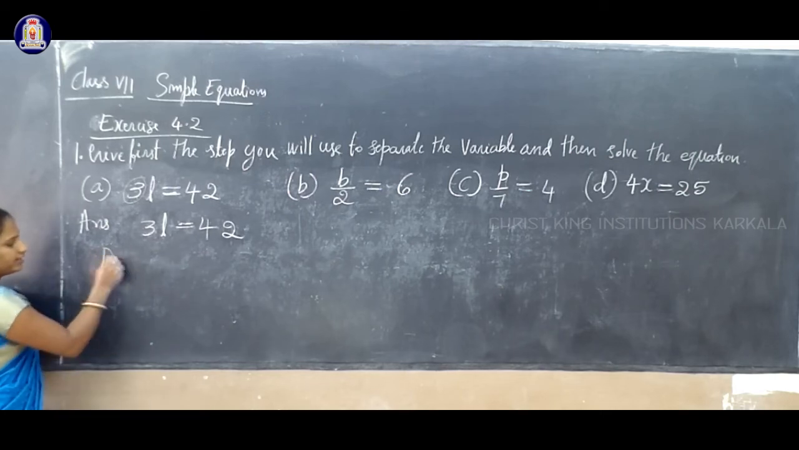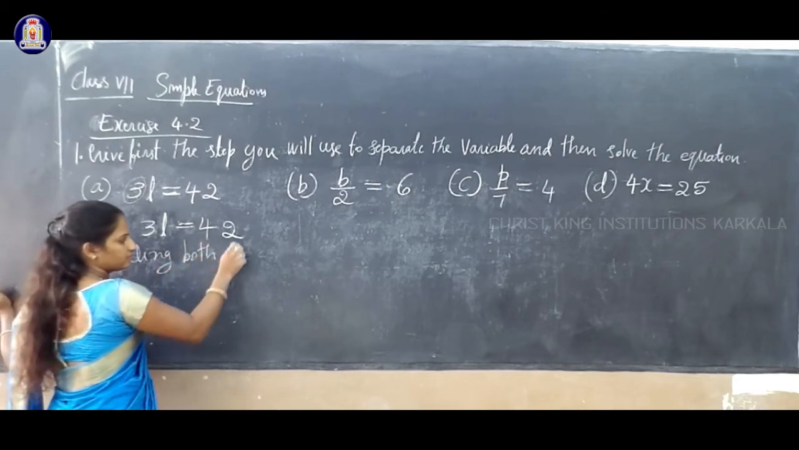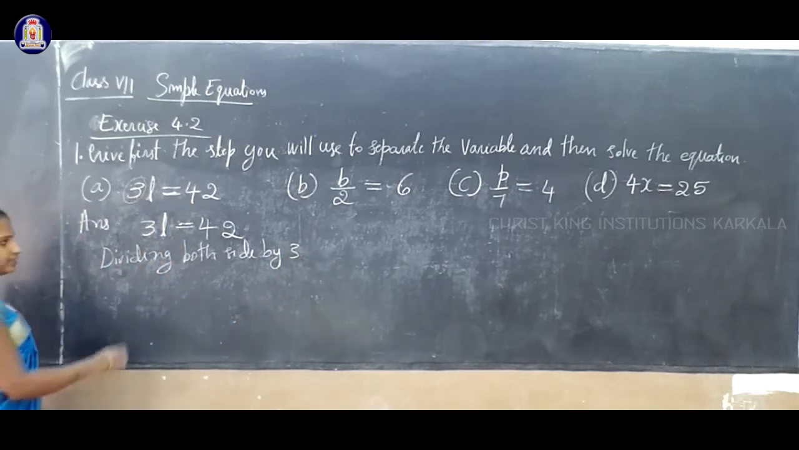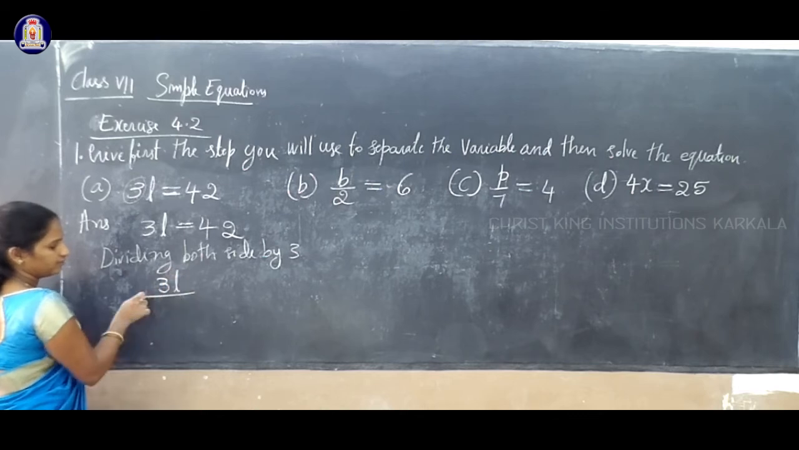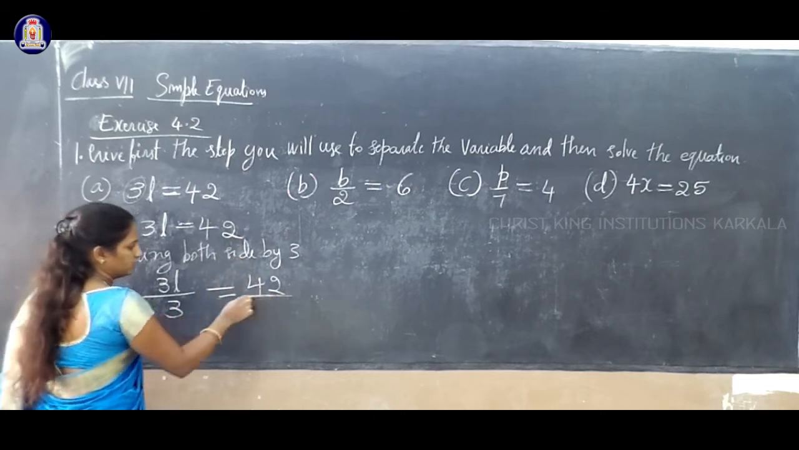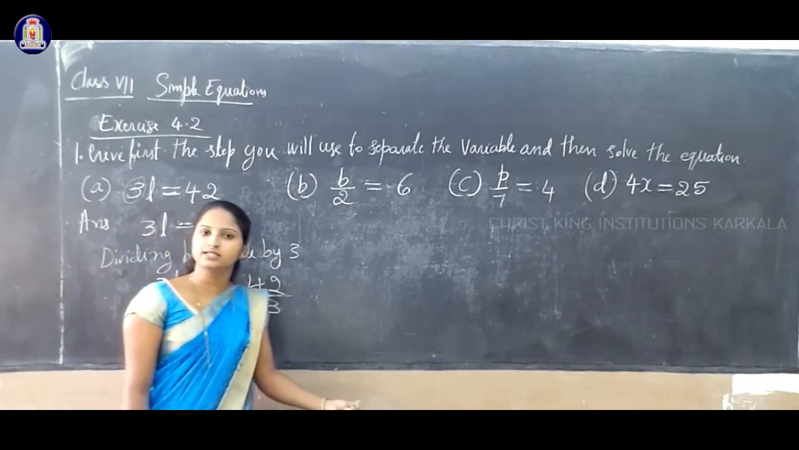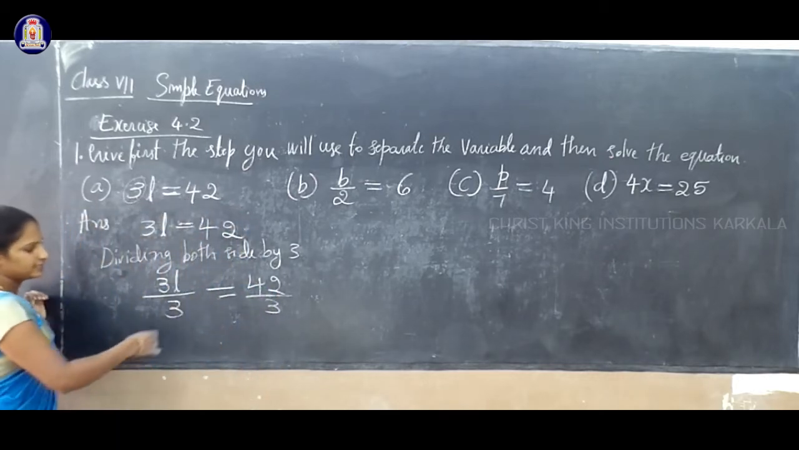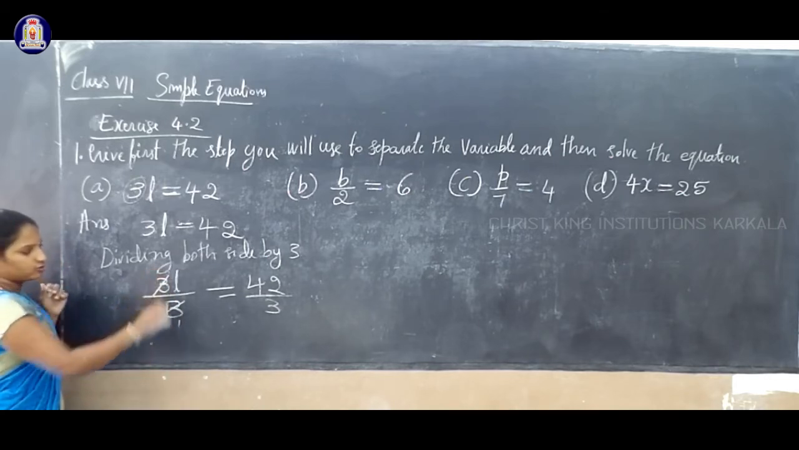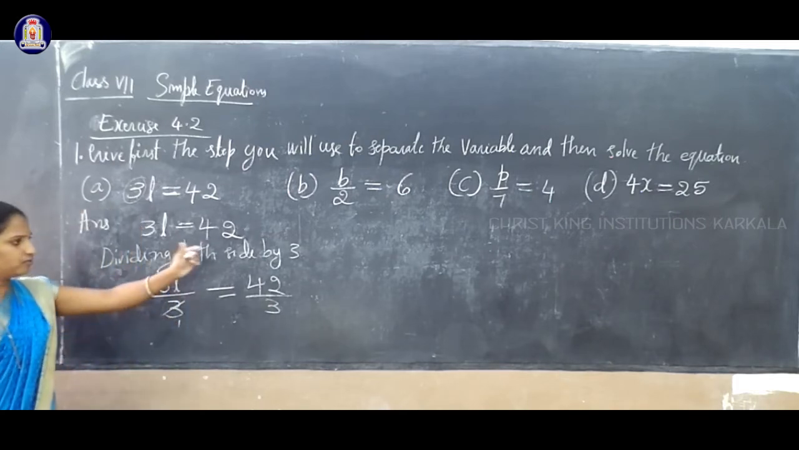Okay, now dividing both the sides by 3. So we get 3L divided by 3, and similarly on the right hand side the number 42 also divided by 3. So 3L by 3 and 42 by 3. Now how to simplify this? 3 and 3 get cancelled. 3 ones are 3, and here also 3 ones are 3. So 3 gets cancelled after dividing both the sides by 3.